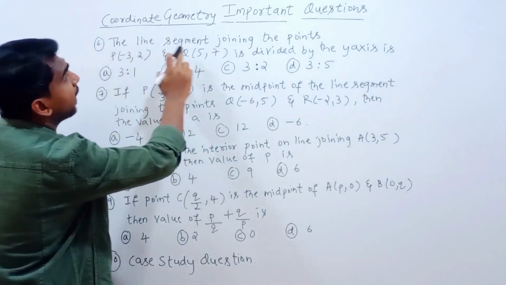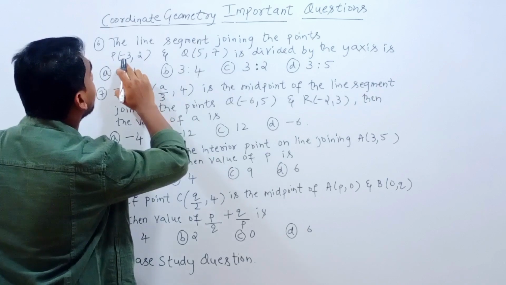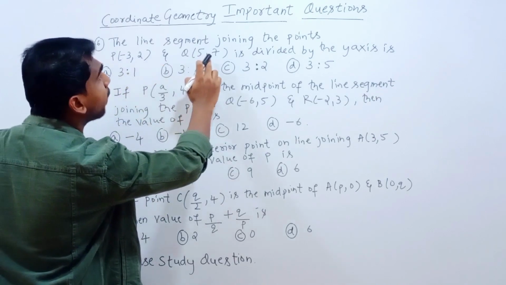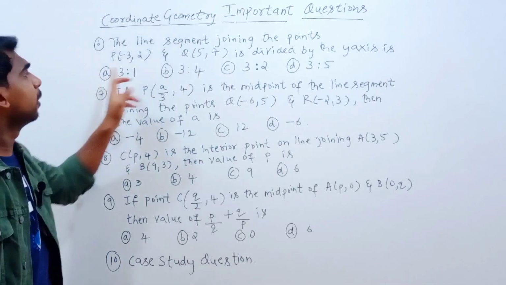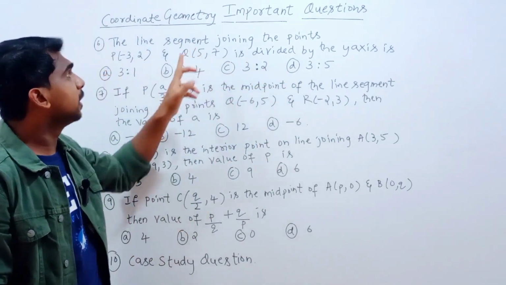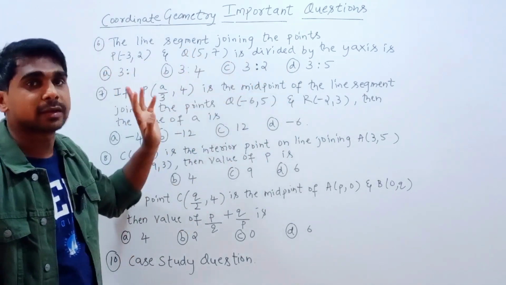Sixth question. The line segment joining the points P(-3, 2) and Q(5, 7) is divided by the y-axis in the ratio. They have given 4 options. If we use the ratio formula, we can find the correct answer.